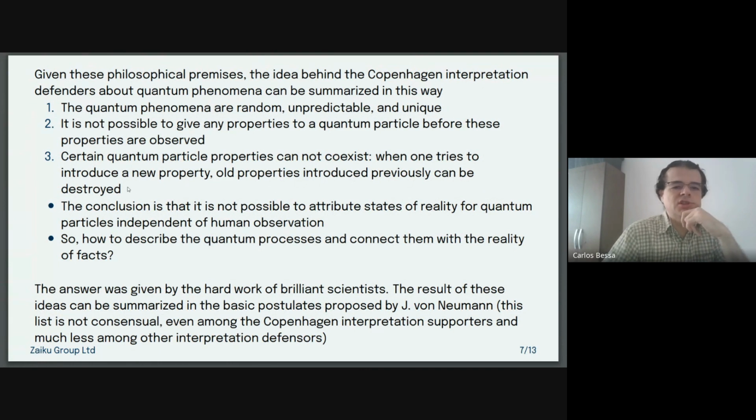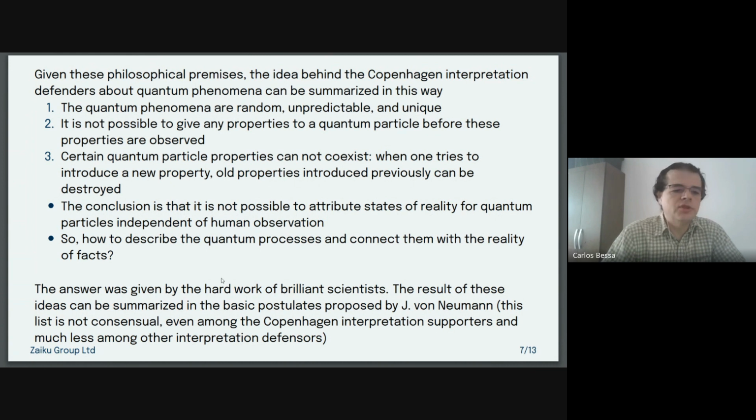Well, we can discuss this at the end, okay? But this is related to the uncertainty principle, the Heisenberg uncertainty principle, this third topic. So the conclusion is that it's not possible to attribute a state of reality to quantum particles independent of human observation. So how to describe the quantum processes and connect them with the reality of facts, I mean, with experience? The answer was given by the hard work of brilliant scientists, especially physicists and mathematicians.